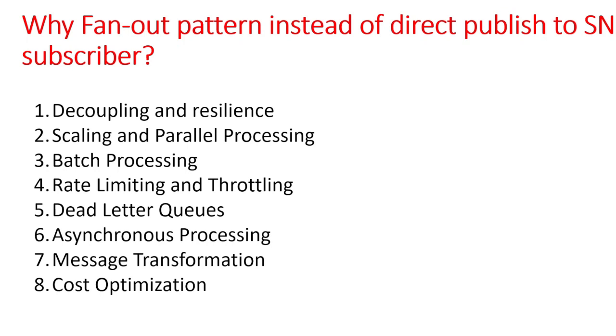Cost optimization. SQS is also very cost effective for storing the messages, while the Lambda functions are billed based on invocations and execution time, so it's also very cheap. By using the SQS as an intermediary, you can control the rate at which Lambda functions are invoked, potentially optimizing costs. So, in summary, the SNS to SQS to Lambda fanout mechanism offers improved decoupling, scalability, resilience, and fault tolerance for event-driven architectures, and also is very cheap.